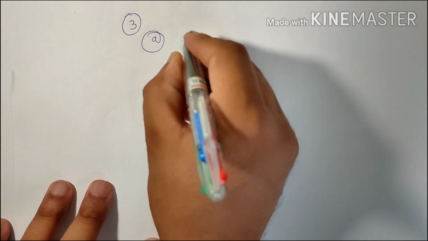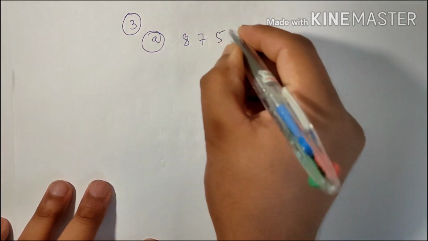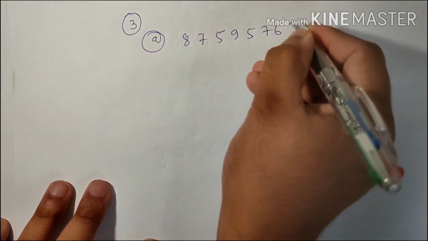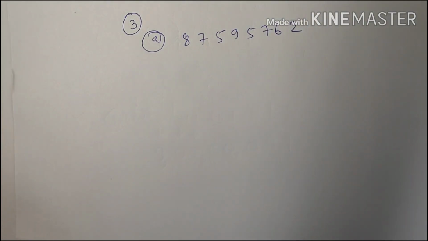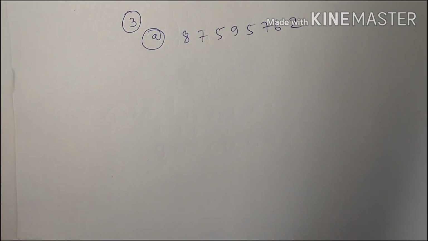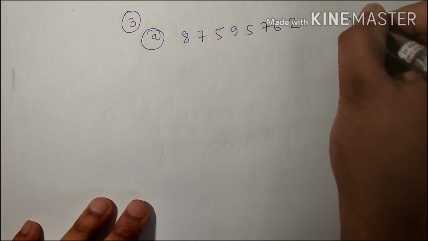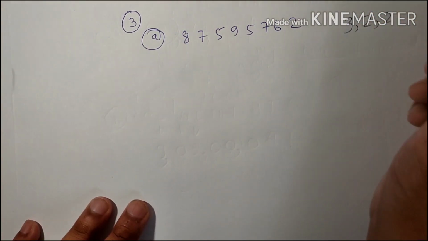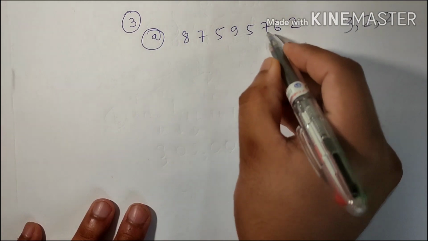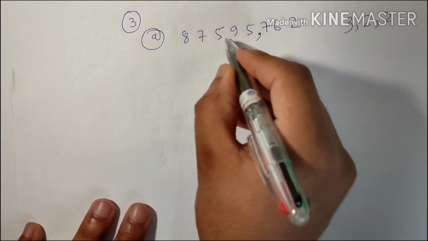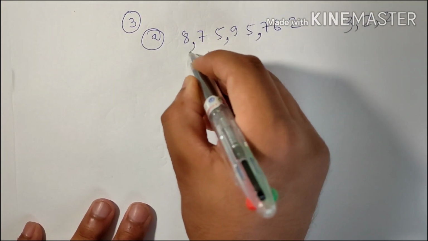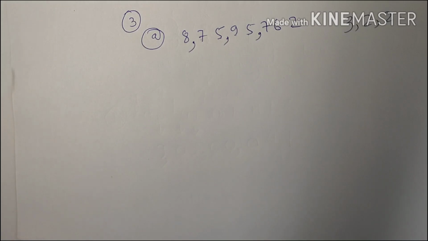3 A, let's take the first one, 875956762. You can see your textbook. Okay, 3 sub number A. It's saying insert commas and then write the names according to the Indian system. See, where will the first comma come for the Indian system? 3 2 2 will be the process for the Indian system. That means 1 2 3 the first comma, 1 2 the second comma, 1 2 the third comma. Okay, so we have 3 commas in this number.